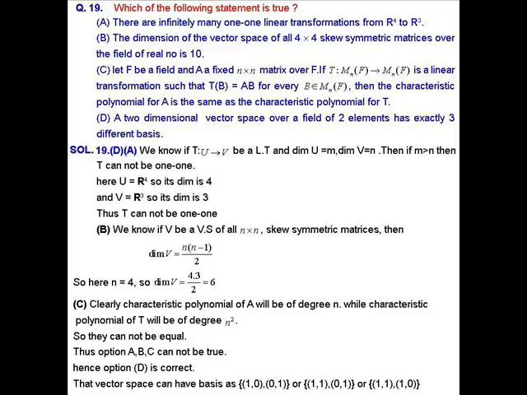Now we will check option C. In option C we have: F is a given field and A is an n cross n fixed matrix over the field F, and T is a map from M_n(F) to M_n(F), and in fact it's a linear transformation defined as T(B) is equal to AB, where B can be any element of M_n(F). In fact, here M_n(F) is the set of all n cross n square matrices over the field F. Okay, and we have to check whether the characteristic polynomial of A is the same as the characteristic polynomial of T or not. Okay, for this we can take an example.